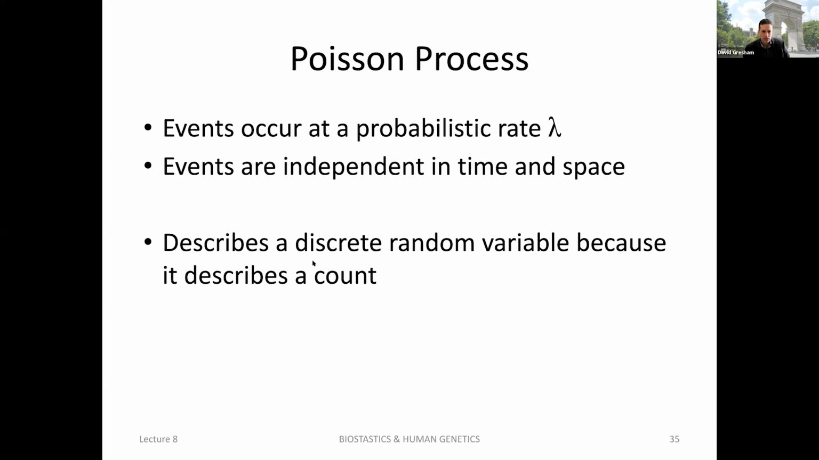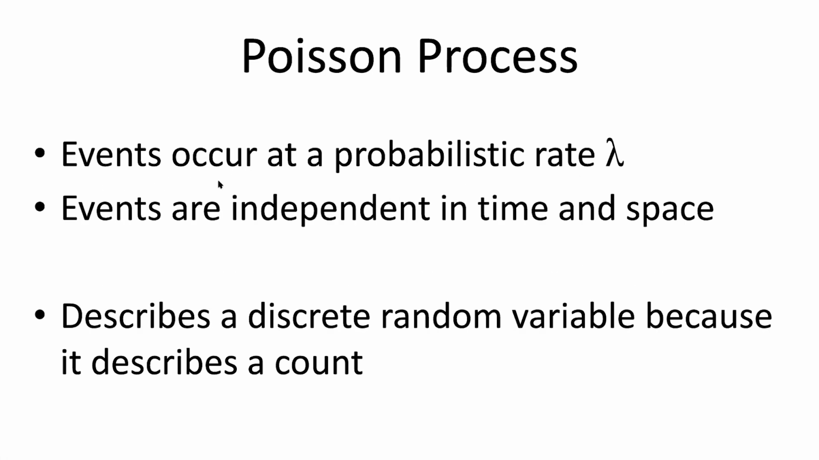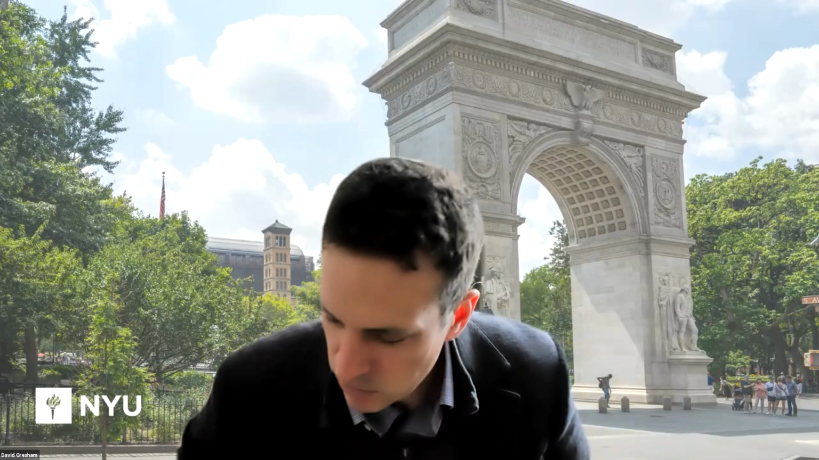So a Poisson process is where we talk about events that are occurring at some rate lambda. And so our rate is our mutation rate, 1 in a billion. And the events are independent in time and space. What the Poisson process does is it describes the discrete random variable, which is the count. It describes the probability of having 1 or 2 or 3 mutations. And so let's look at the Poisson distribution. Who's ever encountered the Poisson distribution before?